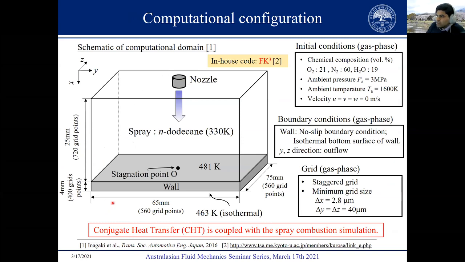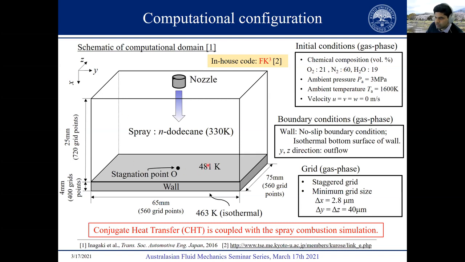Now, I'll show you the computational configuration, the domain that we use in these simulations. The 3D computational domain is shown in this schematic. And this configuration corresponds to the experimental setup used in the previous investigation performed at Toyota. So we are using the same kind of domain. The liquid, as I said, is n-dodecane, and initial conditions for this simulation are high pressure and high temperature ambient conditions of 3 megapascal and 1600 Kelvin, respectively. And the initial composition of the domain consists of oxygen, nitrogen, and water vapor in these proportions by volume.